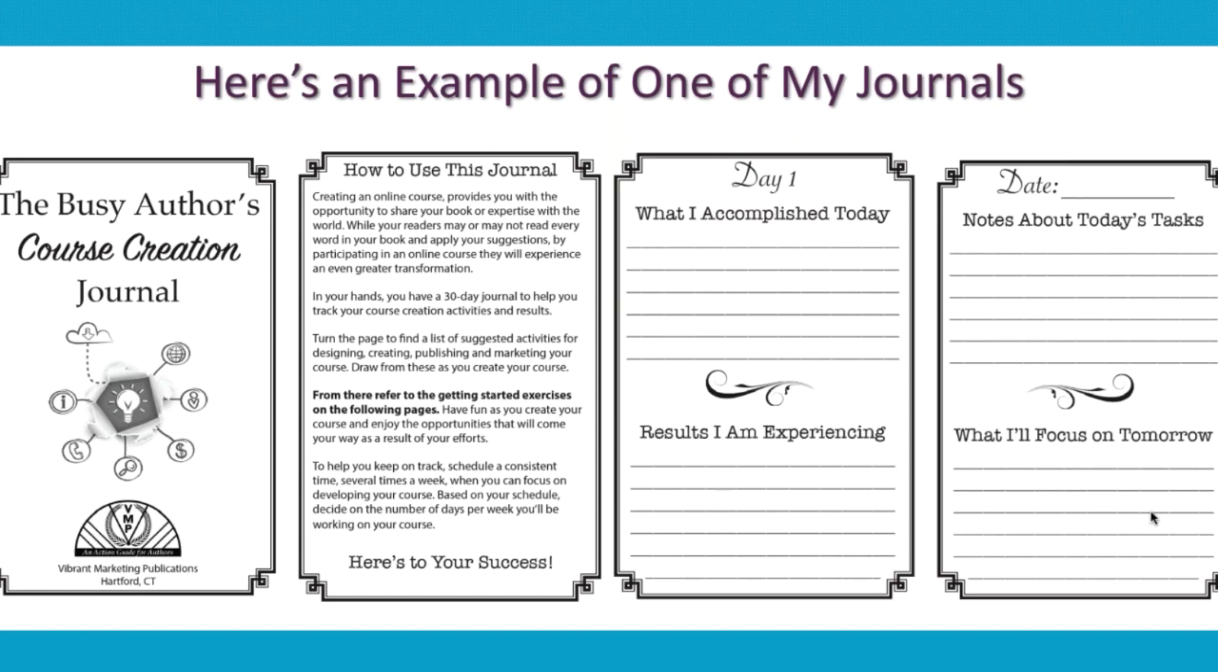So that's an example of a journal, and it has repeating pages, and it captures specific content based on the topic of the book. Again, it could be a completely blank journal, or it can be specific. I like to have specific journals because I feel it takes people on a journey through a process.